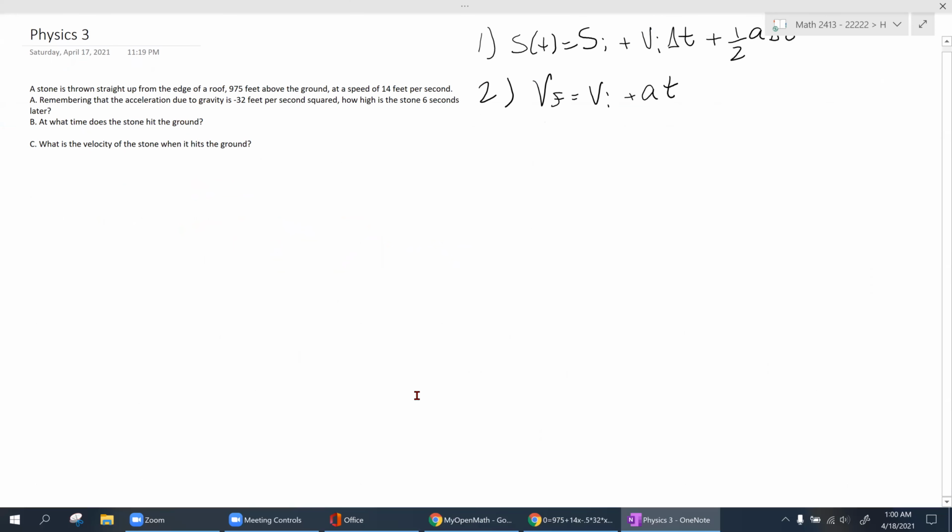You are told that a stone is thrown straight up from the edge of a roof, where you are 975 feet above the ground, at a speed of 14 feet per second. Remembering that the acceleration due to gravity is negative 32 feet per second squared, how high is the stone 6 seconds later? Again, we're going to use the same formula that we used before. Seeing what is given to me here, I know my initial position was 975 feet above the ground. My initial velocity was 14 feet per second.